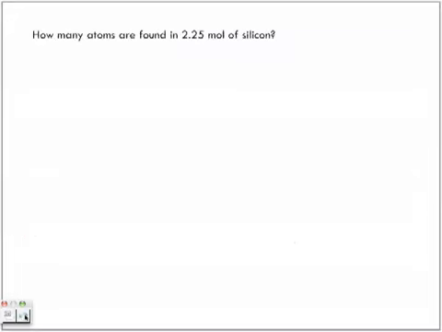Do you always want us to switch it to atoms? Pardon? Well, it depends. Right now, look at it. We're asking how many atoms are found in 2.25 mole of silicon. Silicon: molecule, formula unit, or atom? Atom.